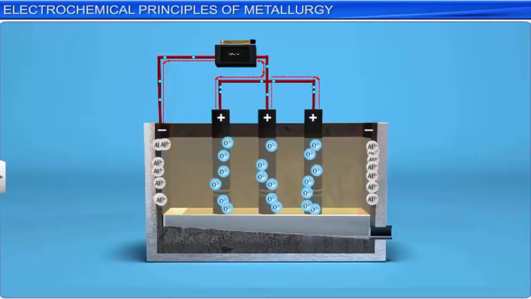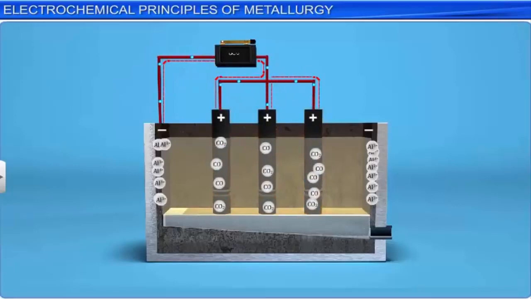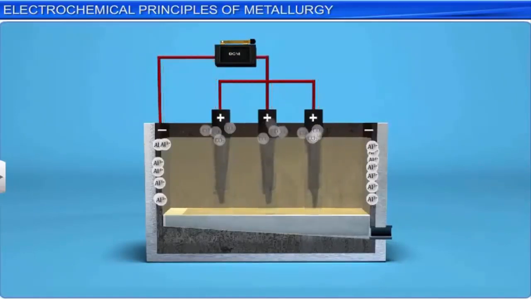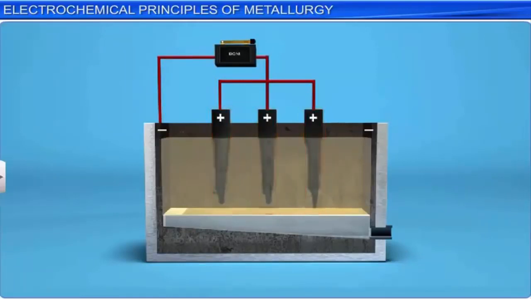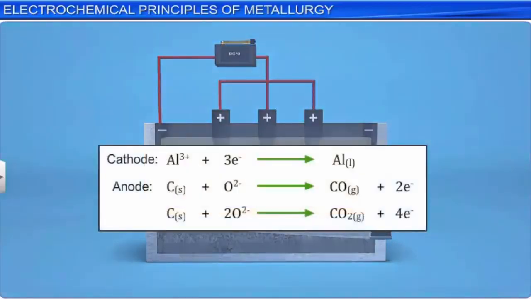Oxygen is liberated at the anode, which reacts with the carbon atoms of the anode to form carbon monoxide and carbon dioxide. Finally, the anode will be burned away. In this way, for every kilogram of aluminium produced, about half a kilogram of carbon will burn away at the anode. The cell reactions are shown here.